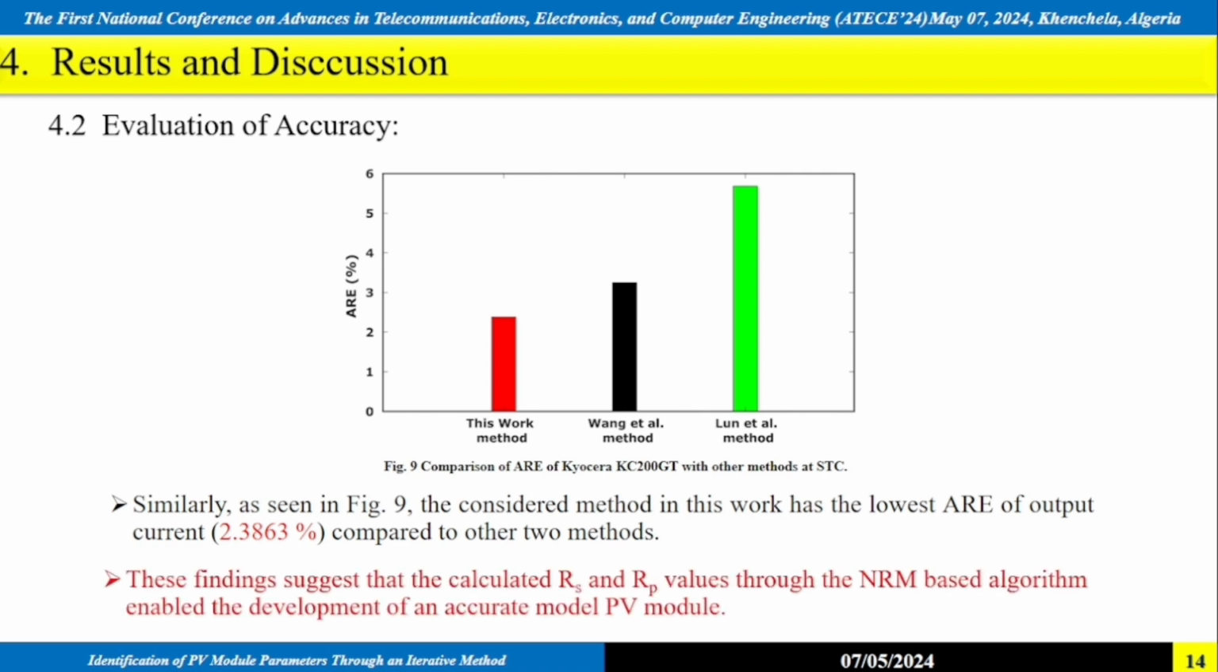Finally, these findings suggest that the calculated RS and RP values by means of the NRM-based algorithm enabled the development of an accurate model of a PV module, and this indicates its effectiveness.